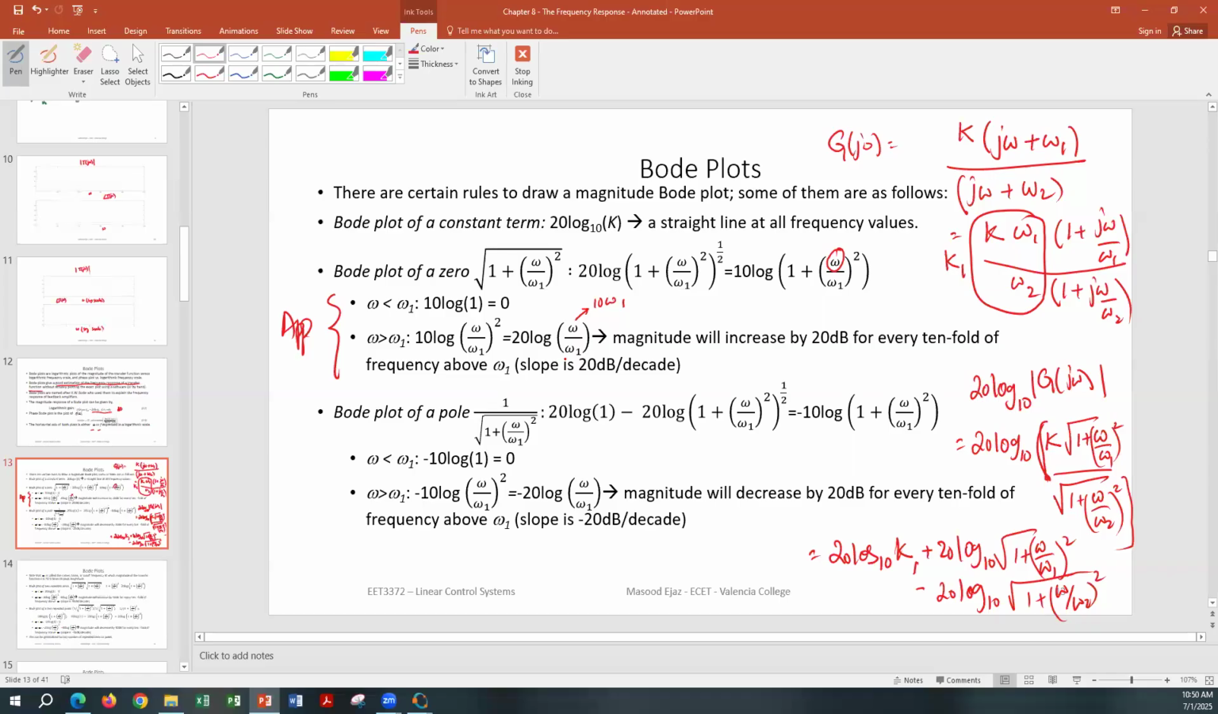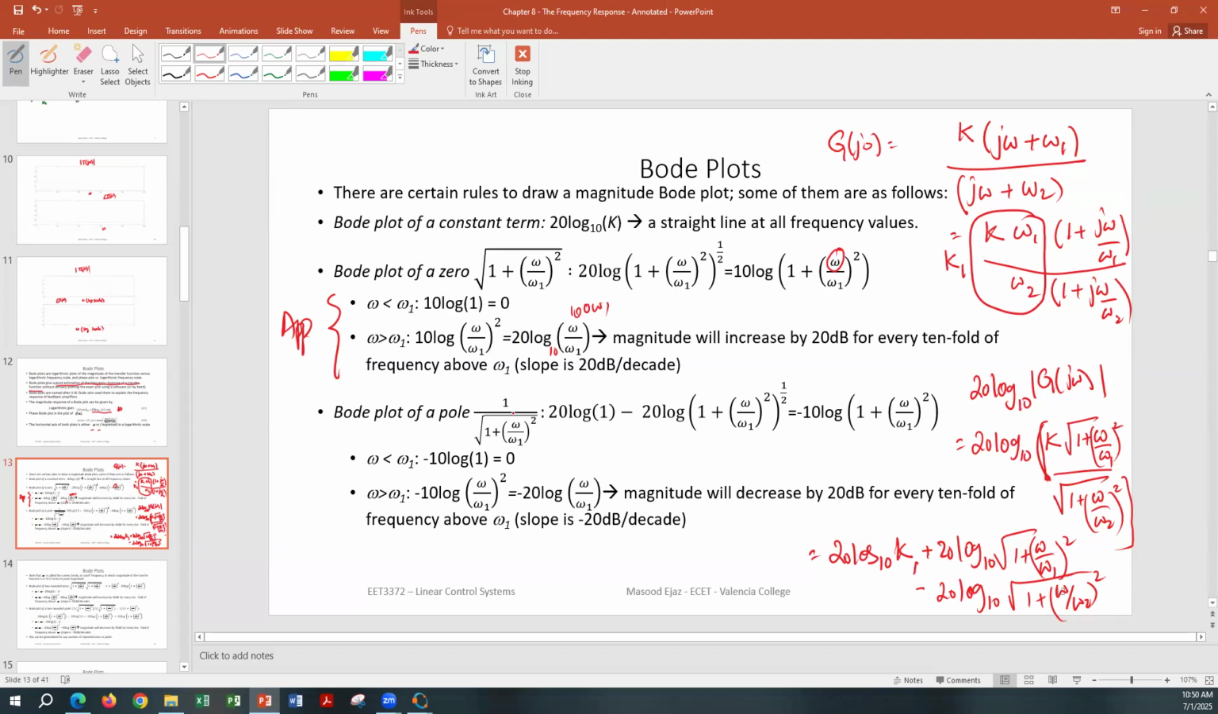Omega 1 and omega 1 will cancel out. 20 log to the base 10 of 10 is 1, so 20 times 1 is 20. When omega is 10 times omega 1, that is a 10-fold increase of the frequency, you're going to get 20 decibels. When the frequency becomes 100 times omega 1, omega 1 cancels out. It's going to be 20 log of 100. Log of 100 is 2, and 2 times 20 is 40. So it's going to be 40 decibels.